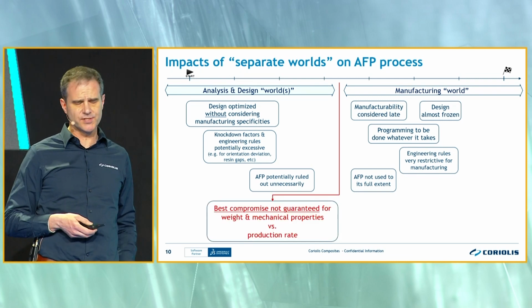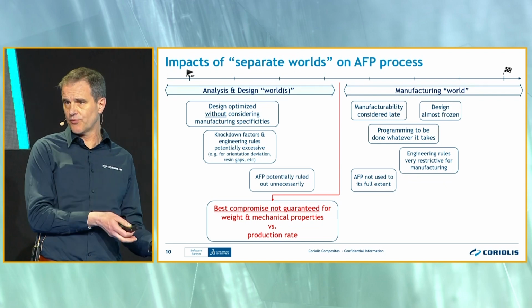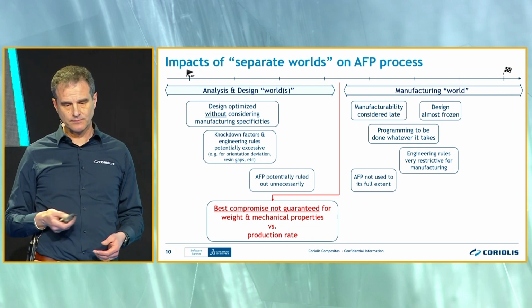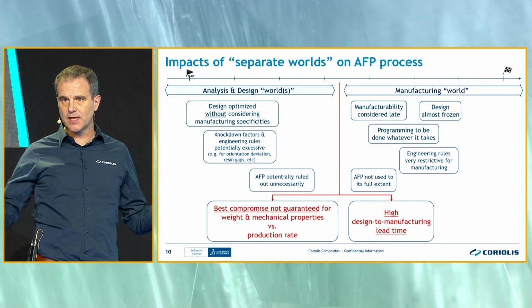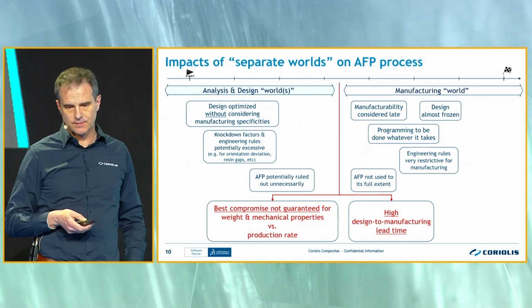And the two main consequences of this are that you don't always reach the best compromise between the mechanical properties of the part, especially the weight, and the production rate. And it also leads to a high design to manufacturing lead time. Having different sets of tools makes it difficult.